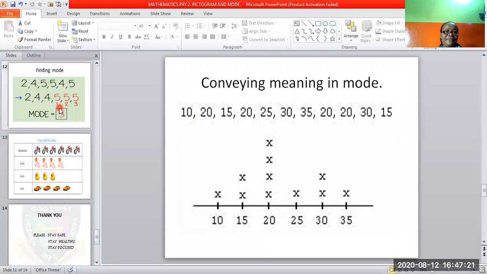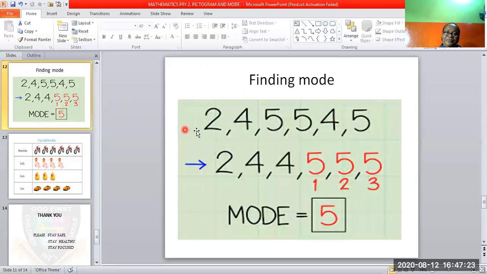Are we clear? Further examples? We have 2, 4, 5, 5, 4, and 5. Now, in ascending order: 2, 4, 4, 5, 5, 5. What is the mode? The mode is number 5.